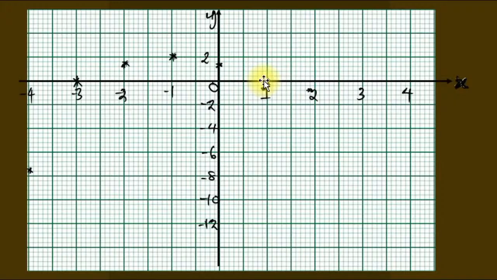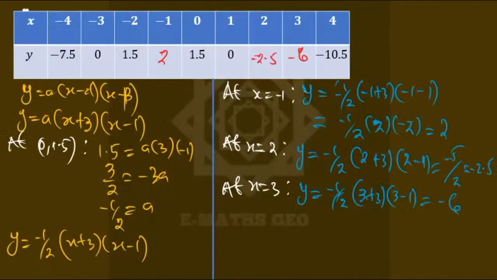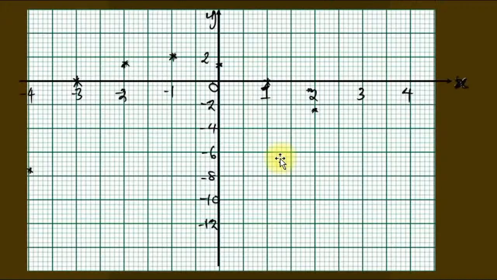So this is 5. 6 points. So just pull that 5, 6 around here. This 6. So when x is 3, y is minus 6. Again, okay, we can see minus 6 is there. And finally when x is 4, y is minus 10 points.